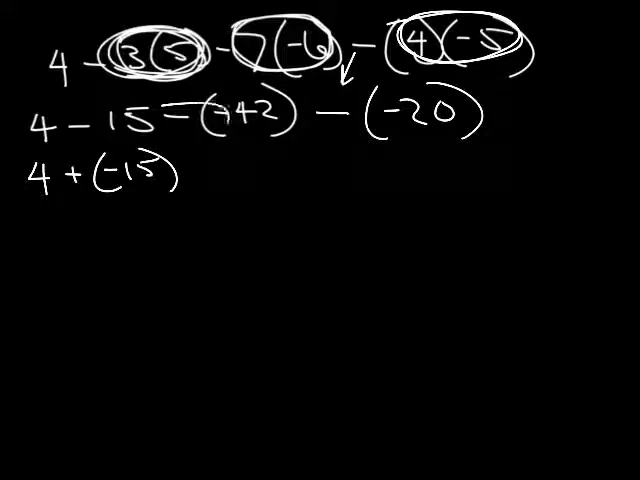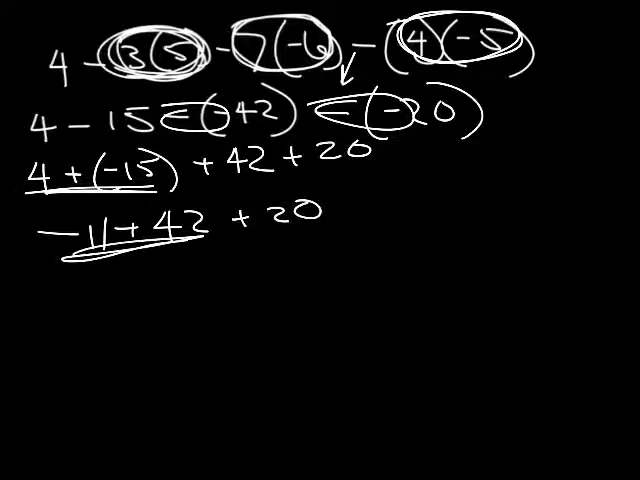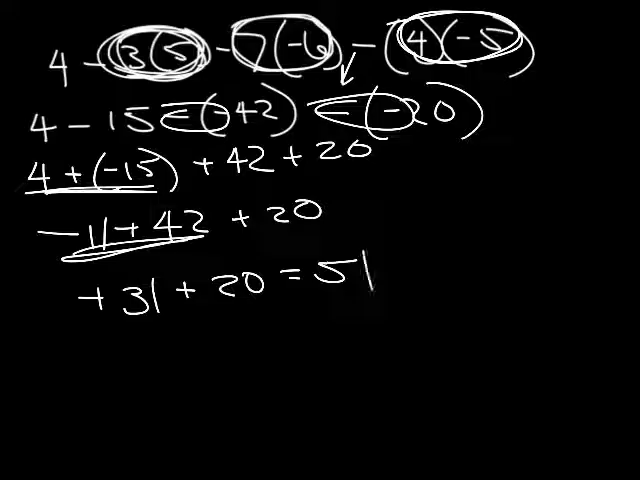So 2 negatives give me a positive. 2 negatives give me a positive. Signs are different. Sign of the largest on top. Signs are different. Take the difference between the two. Sign of the largest. And that gives me 51 for my answer.